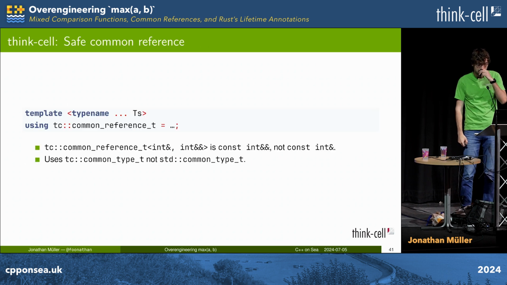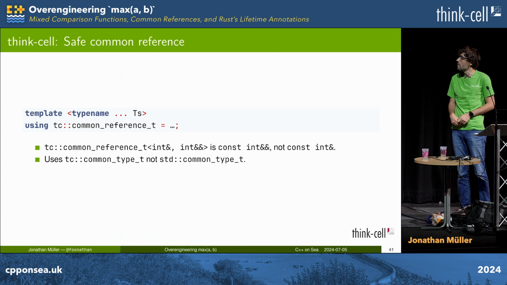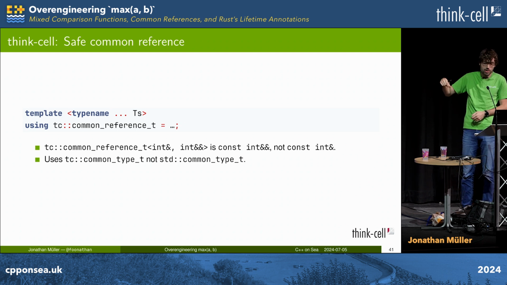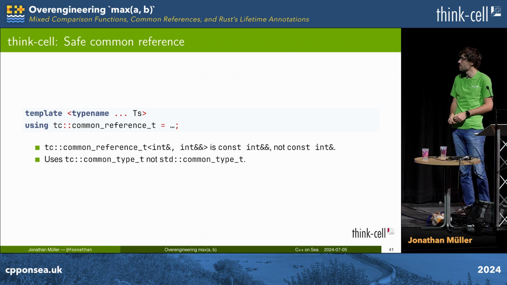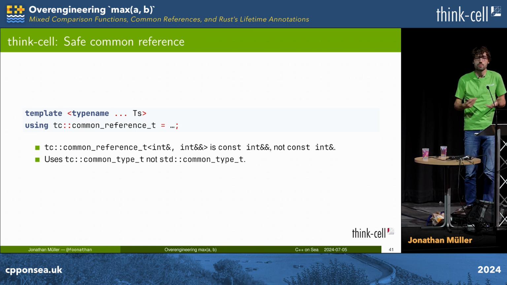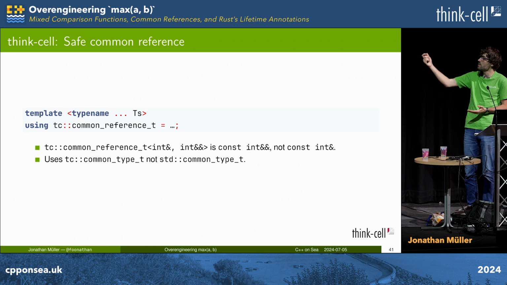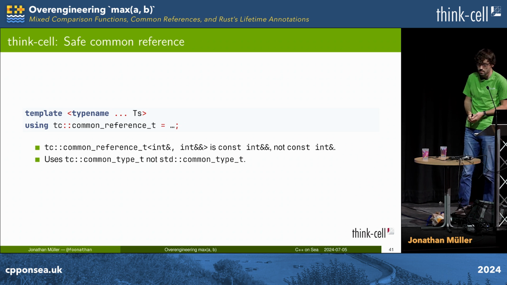So our common reference, just like we have a common type, first of all, it builds on top of our common type instead of std common type. And then it says that the common reference of an int lvalue ref and an int rvalue ref is a constant tref, not a constant ref. Because we argue this is the more correct choice, because we don't lose track of the fact that we have a potentially rvalue reference in there.